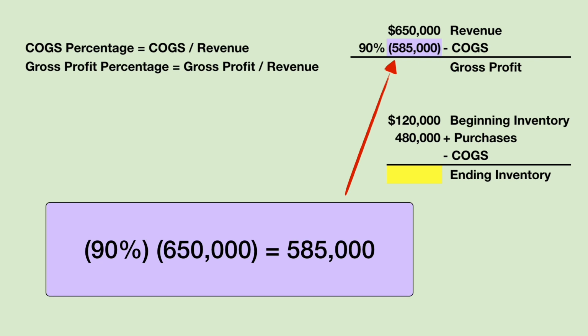Okay, so I just take 90% of the revenue, which would be 585, and then I carry that 585 down to the next equation. And there I've got 3 of the 4 variables. I just solve for the ending inventory, the yellow number. Ending inventory, 15,000.